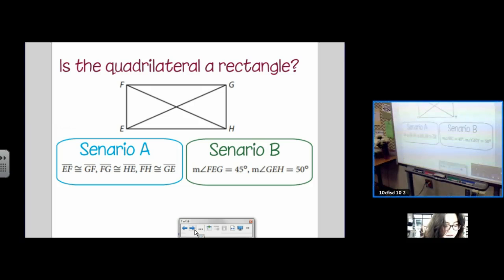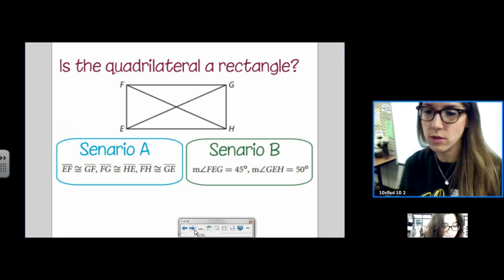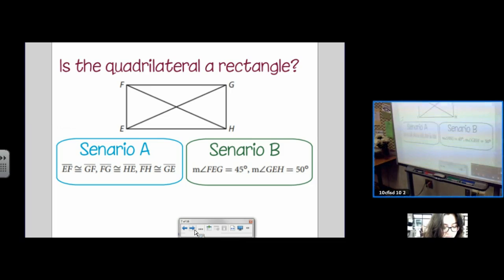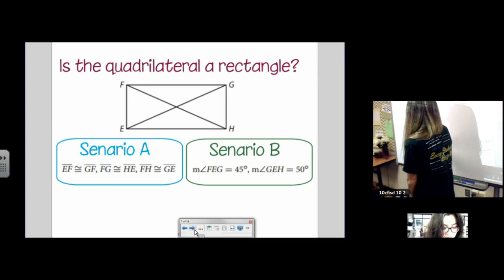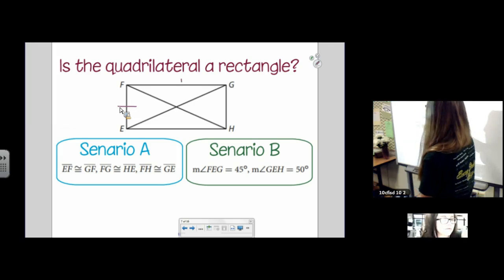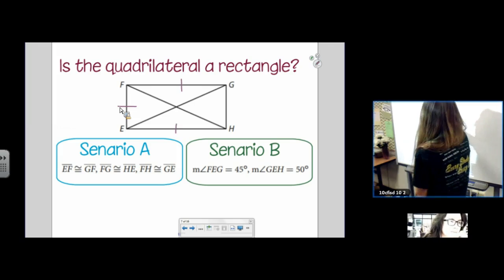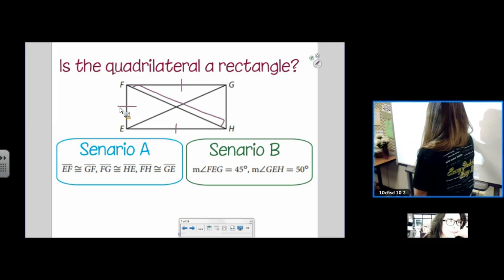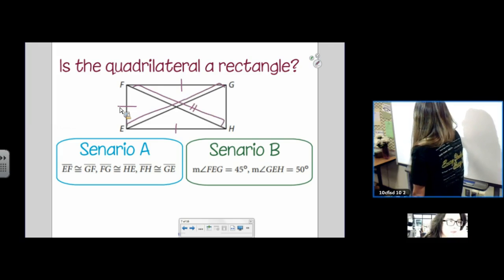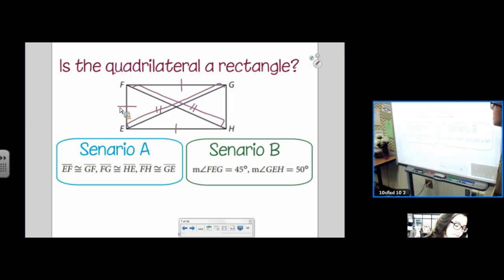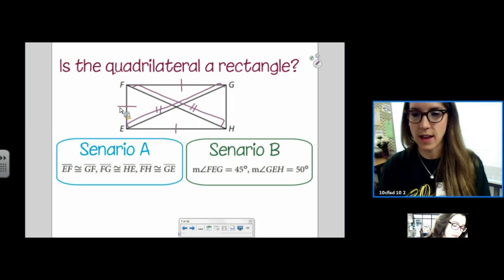Is the quadrilateral a rectangle? So let's try out our new little checklist. Scenario A. EF is congruent to GF. FG is congruent to HE. And FH is congruent to GE. Is scenario A a rectangle? What do you think, guys?